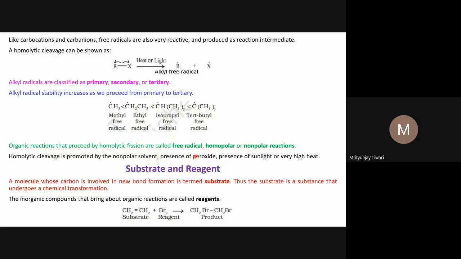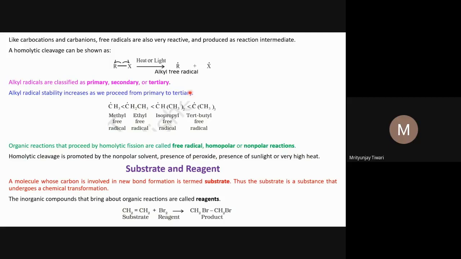Also, the presence of peroxide or peroxide catalyst, or the presence of sunlight, as we have seen here, or presence of very high heat promotes the homolytic cleavage. So these conditions are important. How will you know in which reactions the carbocation or carbanion will be formed as intermediate and in which reactions the free radicals will be formed?